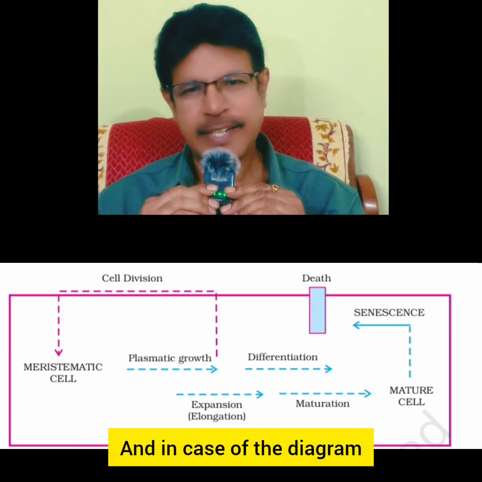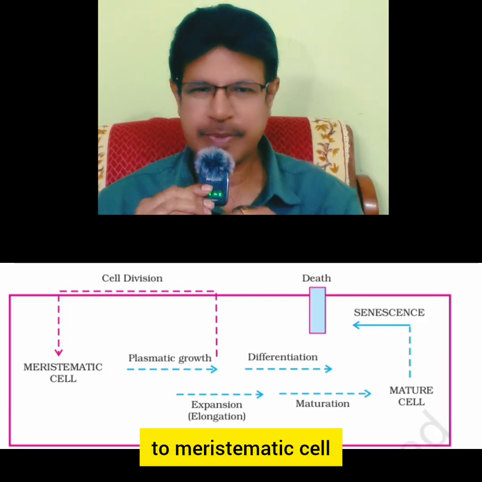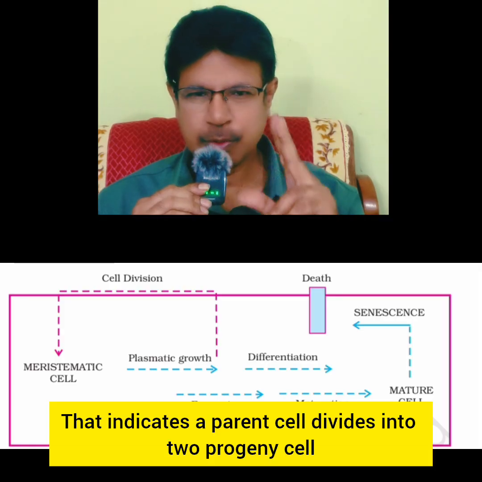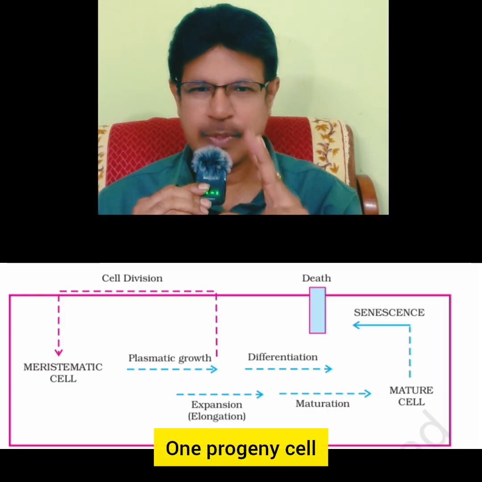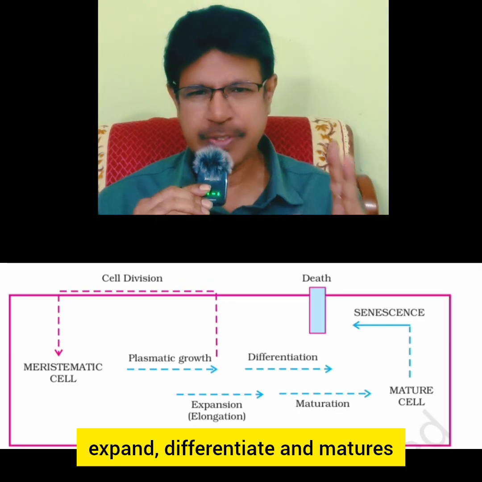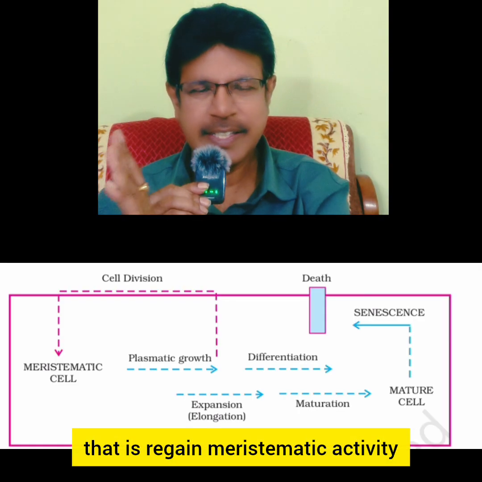In the diagram, there is an arrow mark from plasmatic growth to meristematic cell. That indicates a parent cell divides into two progeny cells. One progeny cell expands, differentiates and matures. The other progeny cell is able to divide, that is, it regains meristematic activity.